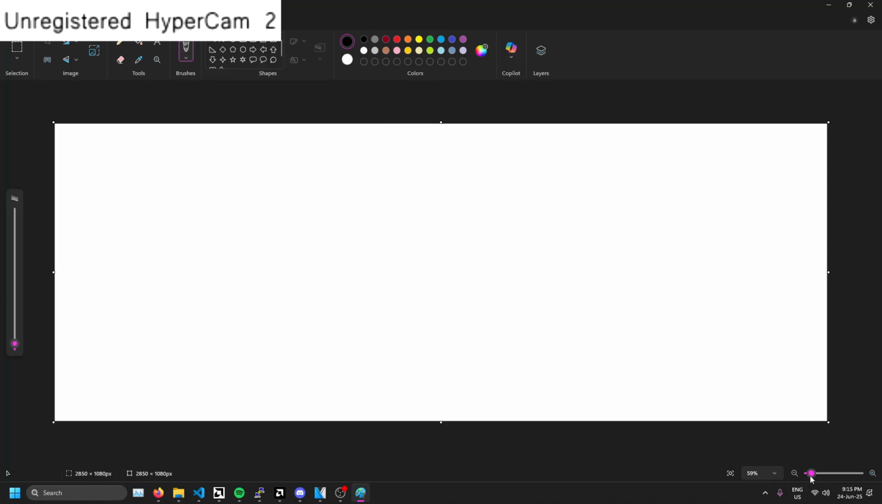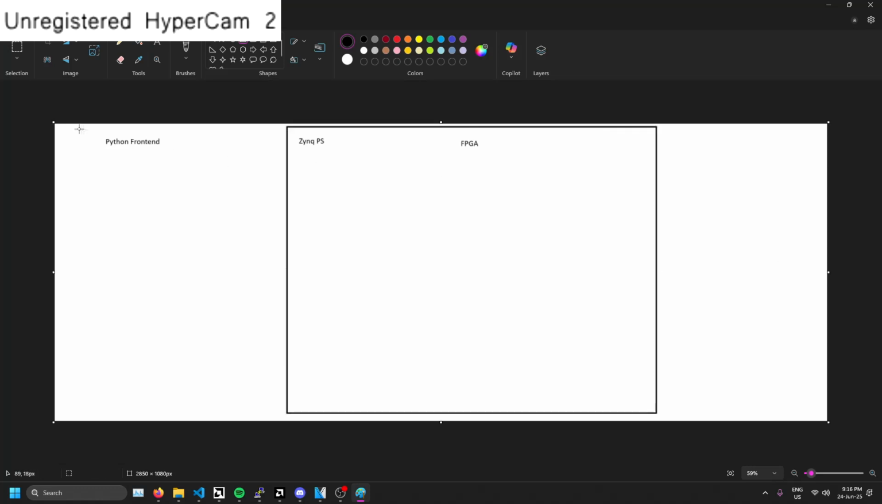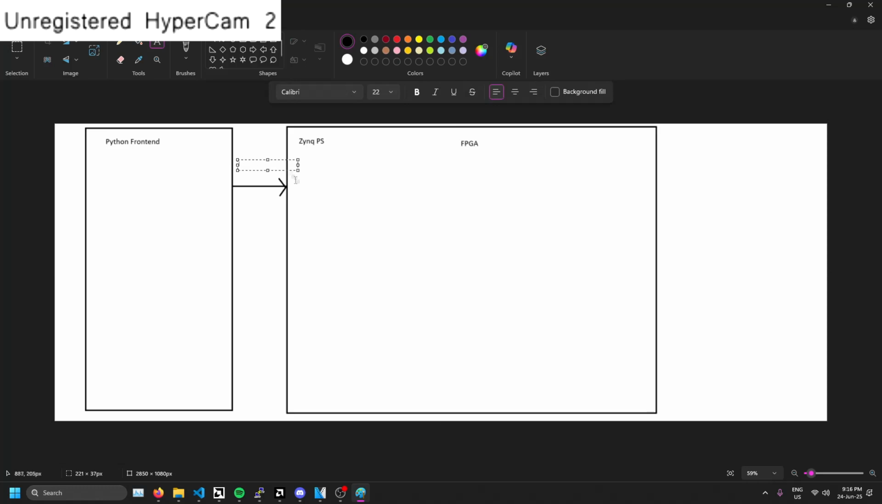Hello, I am VoiceOver Nikki, and today we're in Paint and I'm going to draw the block diagram of the entire rendering system. It consists of three main different parts: the Python front end, the Zynq processing system, and the FPGA side. Now, the Zynq processing system and the FPGA side both live on the Zynq 7000 FPGA system on chip that I'm using for this project, donated very thankfully by Focusrite Audio Engineering Limited as my internship leaving gift. So thanks to them.